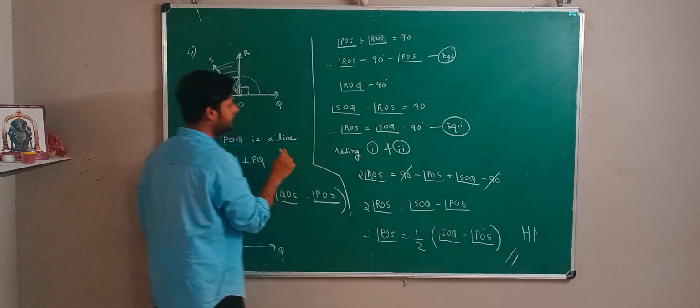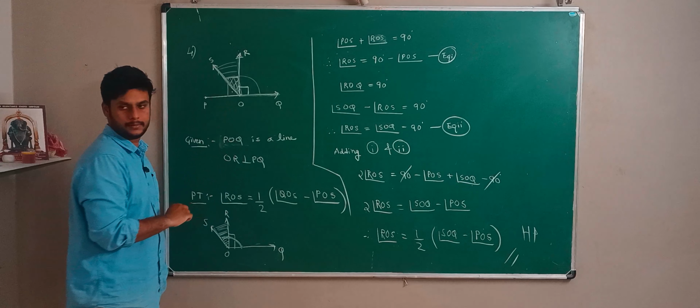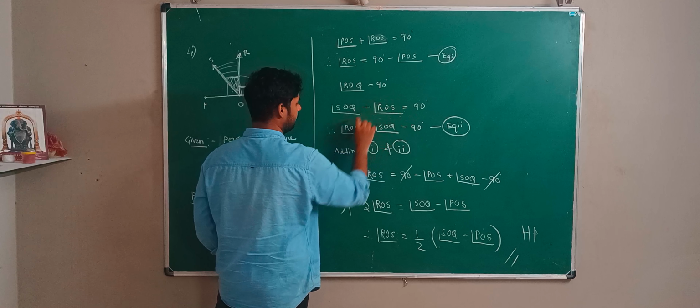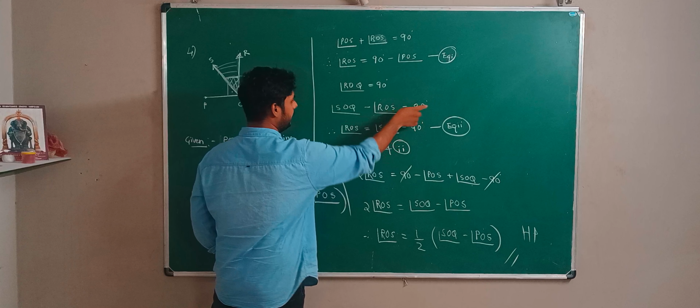So angle SOQ minus angle ROS is equal to how much? 90 degree. Why? 90 degree is remaining. So again I should keep angle ROS. So angle ROS I will send that side. 90 degree will come this side.